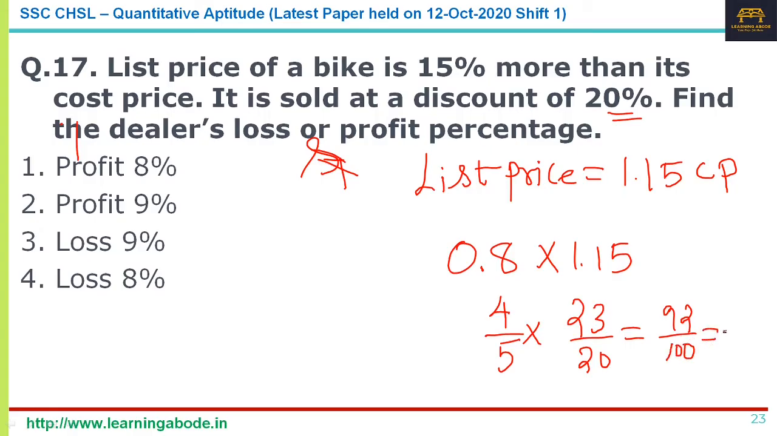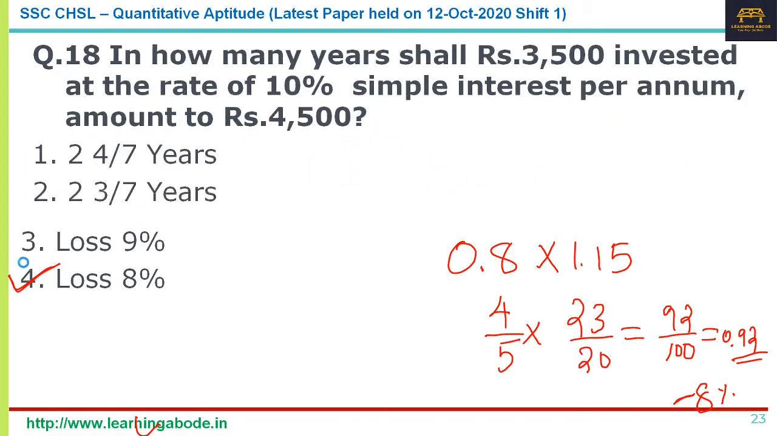92 by 100, which is 0.92. So I said 0.9 means it's a 10% loss. So 0.92 means it is an 8% loss. I again stress, if you are not getting the idea in which I am directly writing this, please look at the percentage video. You will get the input there. So the answer is option 4. Loss of 8% is the answer for question number 17.